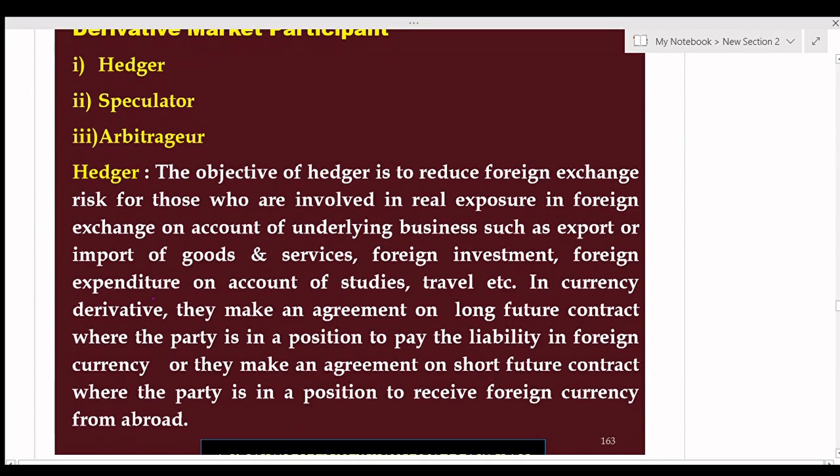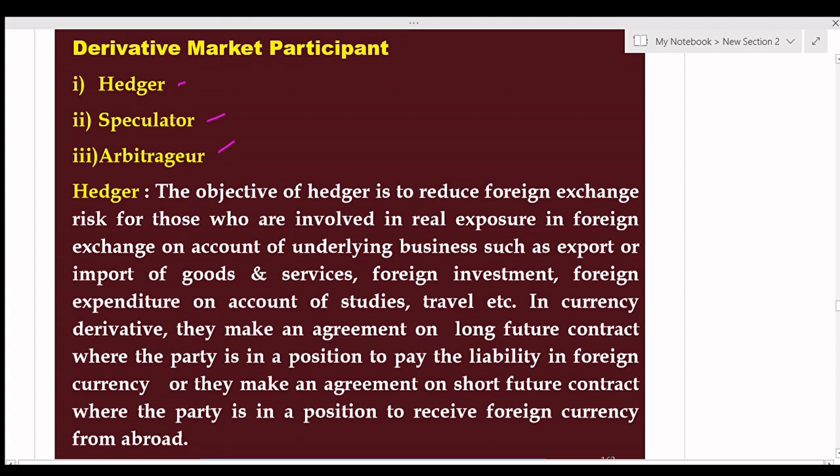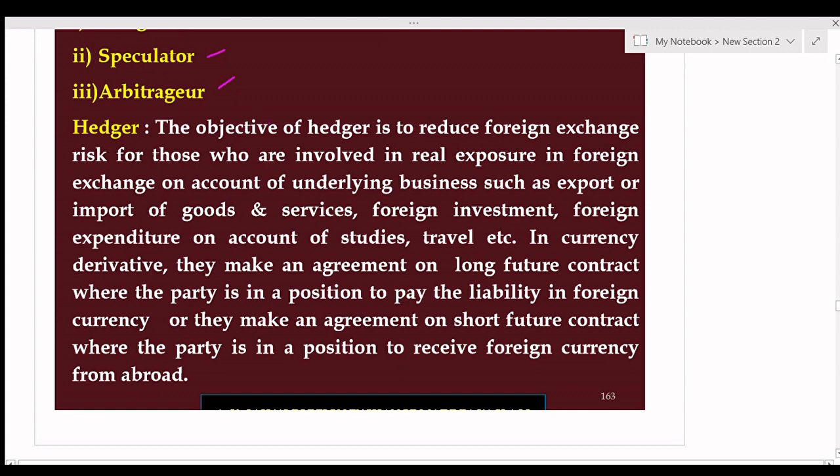Derivative market participants: Hedger, Speculator, Arbitrator. Now come to the Hedger. The objective of the Hedger is to reduce foreign exchange risk for those who are involved in real exposure in foreign exchange on account of an underlying business such as export or import of goods and services, foreign investment, foreign expenditure on account of studies, travel, etc.